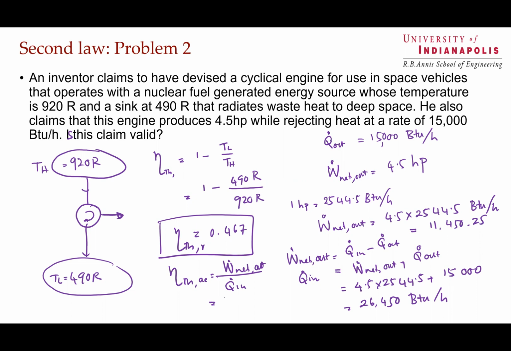So you have 11,450 divided by 26,450. So let's calculate that. 11,450 divided by 26,450 is 0.43, 0.433 efficiency. So this efficiency is less than this efficiency.